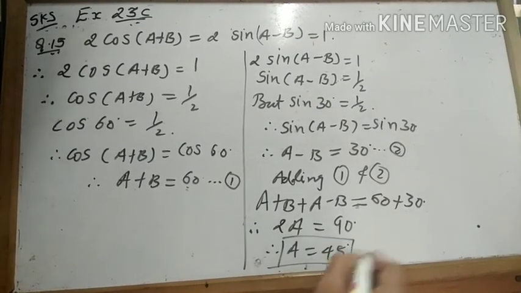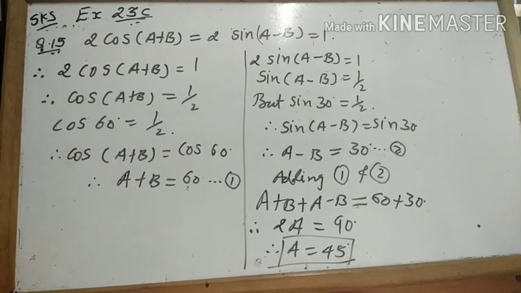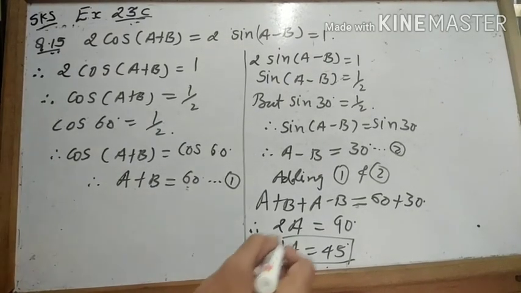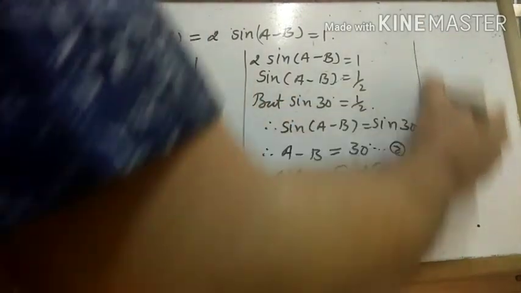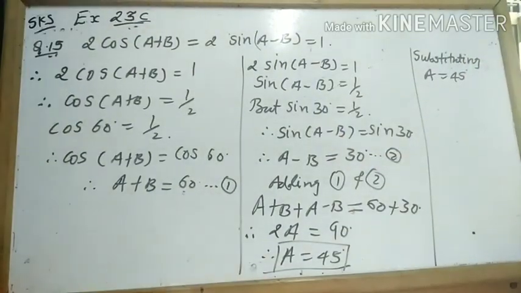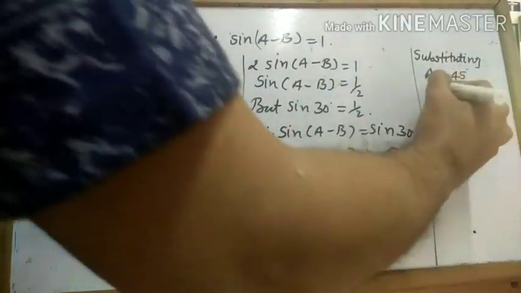Now the question arises, sir, we got the value of a as 45. How can we find out the value of b? Then it's pretty simple. What I'm doing is substituting the value of a as 45 in either equation, equation 1 or 2. So I'm substituting in equation 1. So I get a plus b is equal to 60 degree. Therefore 45 plus b is equal to 60 degree. So b will be equal to 15 degree.